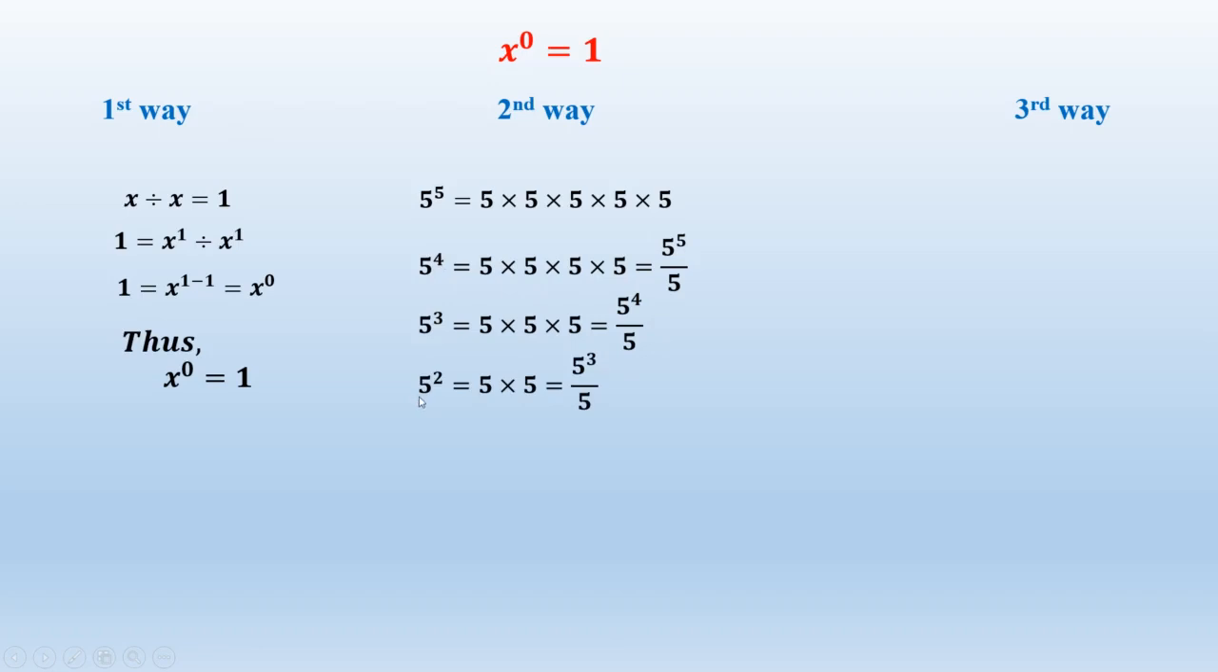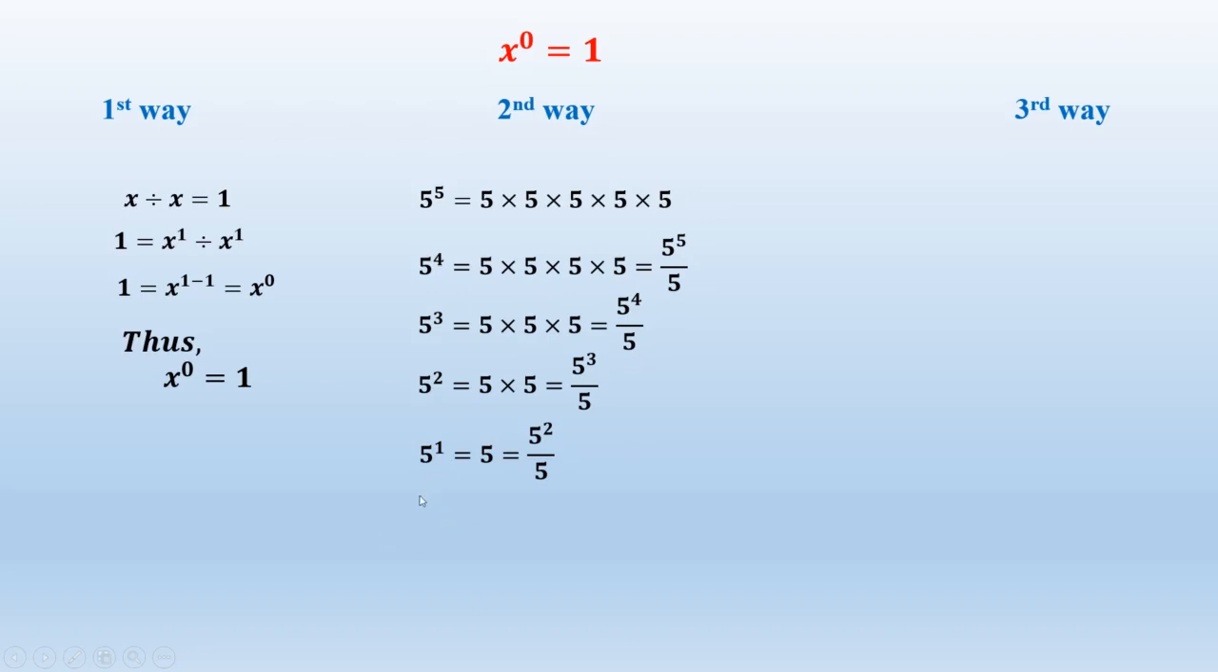Similarly, you can take 5 squared. This will be equal to 5 times 5. And this 5 squared can also be obtained by dividing 5 cubed by 5. Now let's take 5 to the power 1. It will be obviously equal to 5, and this 5 to the power 1 or 5 can be obtained by dividing 5 squared by 5, which means at each and every step we are dividing by 5.